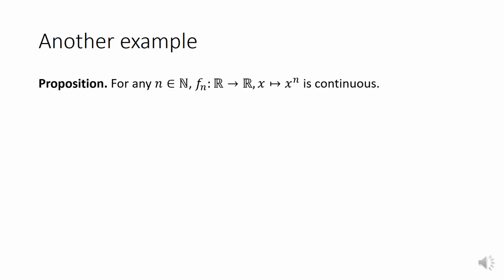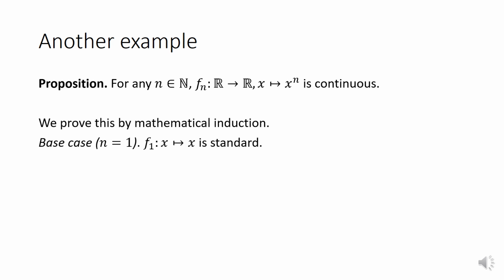Another example is the following proposition. For any natural number n, the function fn, which maps x to the nth power of x, is continuous. We proved this by mathematical induction. In the base case, f1 is the identity function on R, that is, the function that maps each real number to itself.